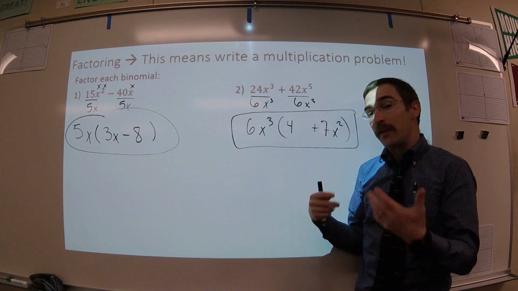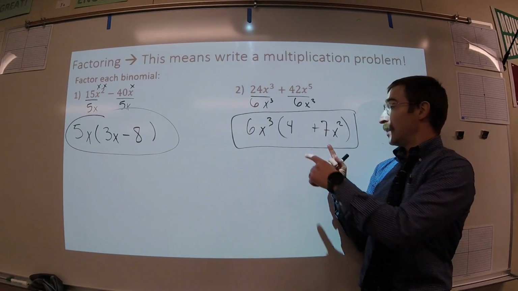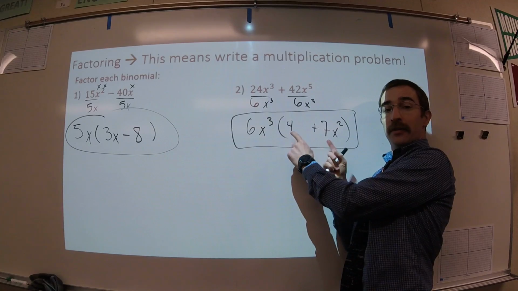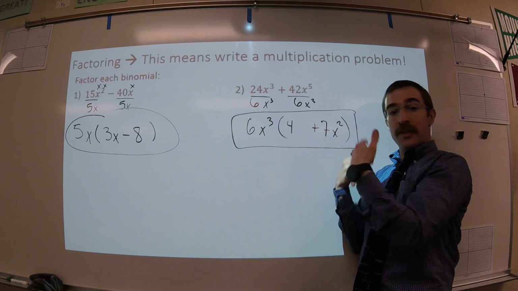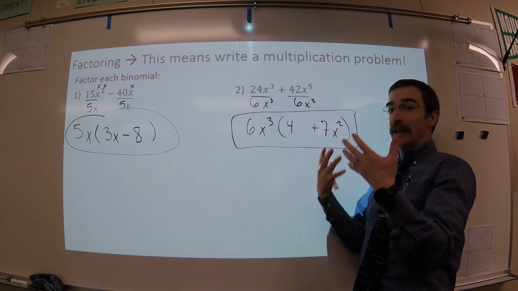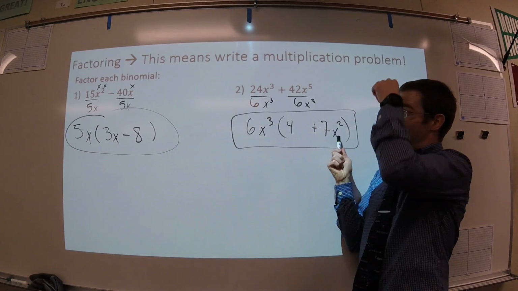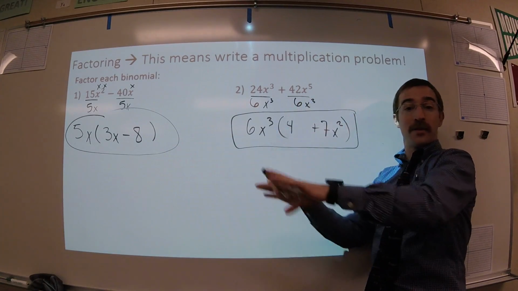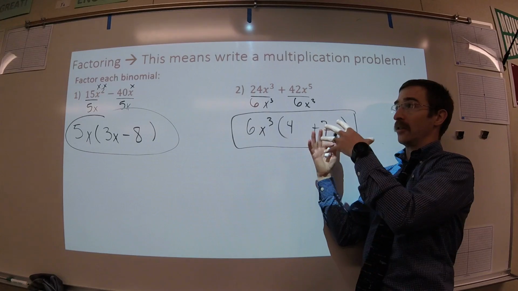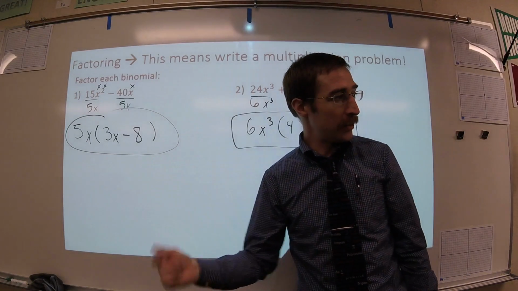The way to check that you factored out the greatest common factor is you can look at these: 7 and 4. There's nothing that divides into both of those. They're relatively prime to each other. And there's an x squared there, and there's no x's. So there's nothing else to factor out. So that is our simplified factored form. All right, go to the next slide.